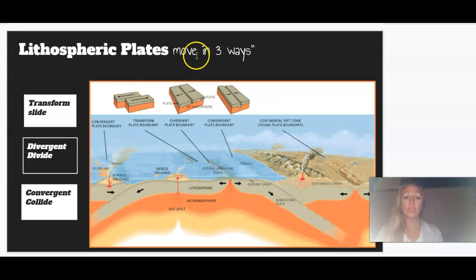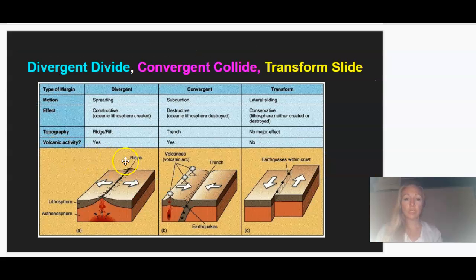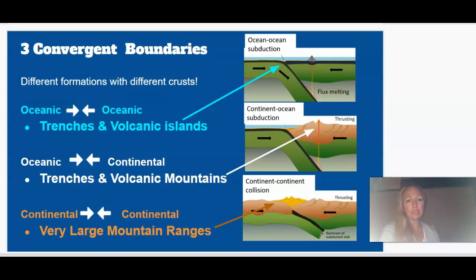So when we talk about the plates and the types of boundaries, we use the rhyme: transform, slide; divergent, divide; convergent, collide. That helps because it all rhymes, but also divergent and divide start with a D, and convergent and collide start with the same letter C. So this is just another image that looks at the types of boundaries and the types of formations that occur because of those boundaries, but we're going to look at those more specifically on this next slide.